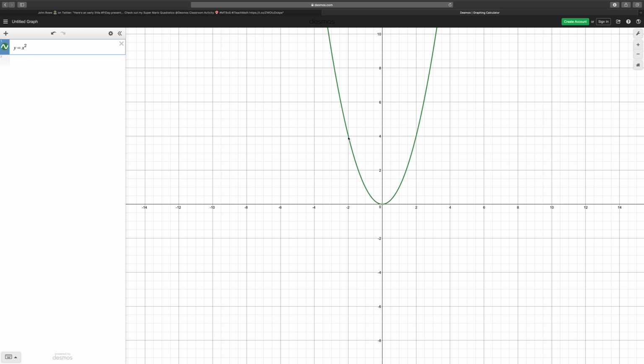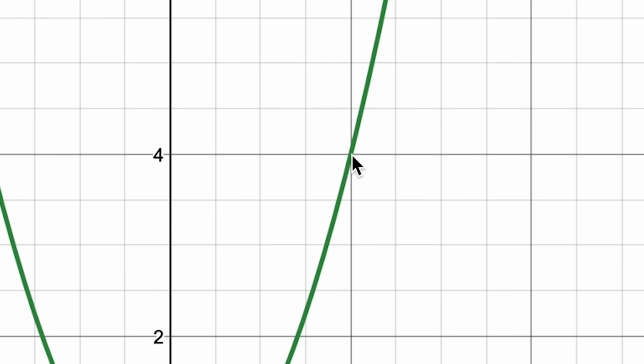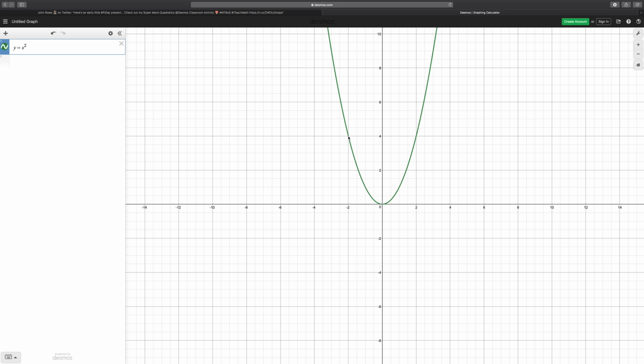x value squared. So what is 2 squared? 4. 2, 4, boom. Oh, almost made it. Yeah, there it is. But what is negative 2 squared? Well, that's just 4 as well. So negative 2, 4 is also in the function. You might notice a problem here. This does not look like a path Mario would follow when he jumps.